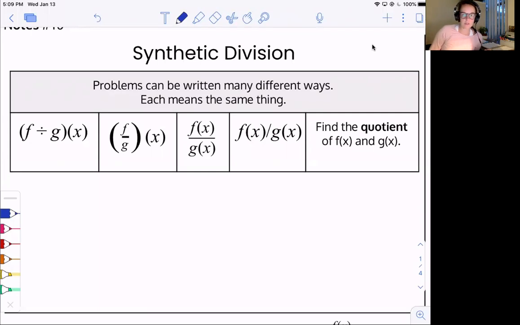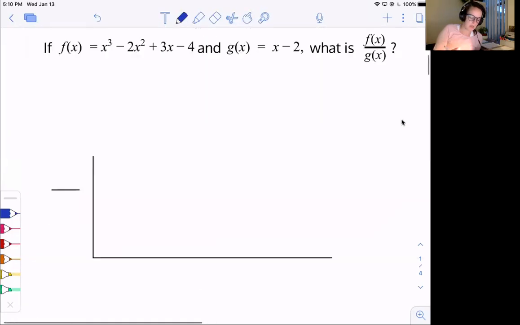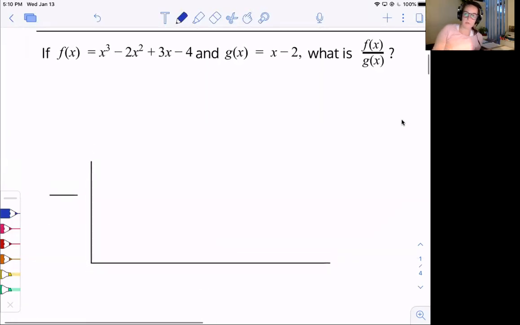We can use division when they ask us to divide two functions. So if I have f divided by g, or f of x over g of x, f of x divided by g of x, all of these things mean the same thing, as well as find the quotient. Remember that the word quotient is our symbol to use division. Okay? So all of these things mean the same thing. So we're going to jump into one of the problems.